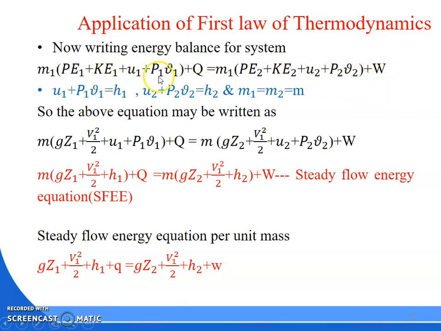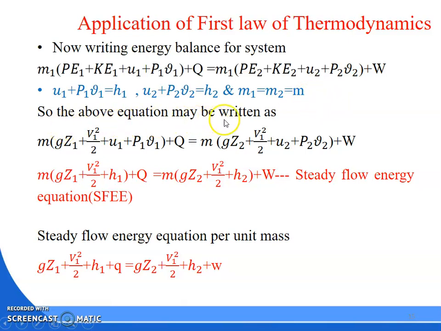So you know what enthalpy is? Enthalpy is equal to U plus PV, internal energy plus the product of pressure and volume. So U1 plus P1 V1 is equal to small h1, that is specific enthalpy, kilojoule per kg. U2 plus P2 V2, what can I write? That is your h2. And you know that M1 is equal to M2 is equal to M. That is the assumption: mass flow at the inlet should be equal to mass flow at the outlet.